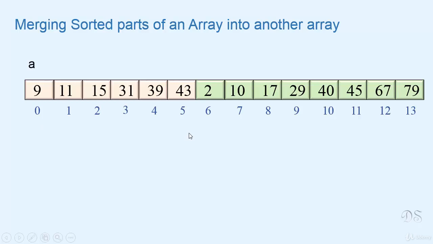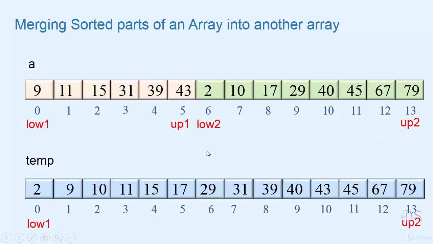In that case, the lower bound in both the arrays was 0 and the upper bound was size of the array minus 1. Here we have to take four variables to indicate the lower and upper bound of both the sorted parts, and using the same procedure we can merge these two sorted parts into this array temp. Now let's see the code for this.